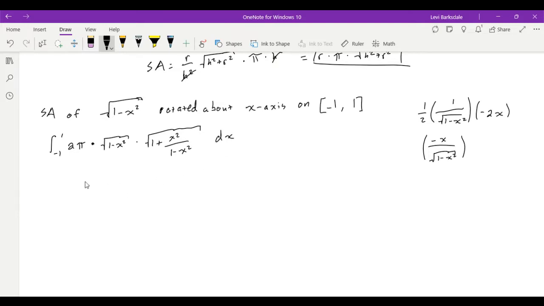Now we just need to simplify this integral wherever possible. Again, I don't like having fractions inside my square root, so I'm going to simplify using a similar method. I'm going to say that 1 plus x squared over 1 minus x squared is equal to 1 minus x squared plus x squared over 1 minus x squared. So I'm just finding a common denominator, which is 1 minus x squared. And my negative x squared here is going to cancel with my positive x squared, and that leaves me with a 1 over 1 minus x squared.